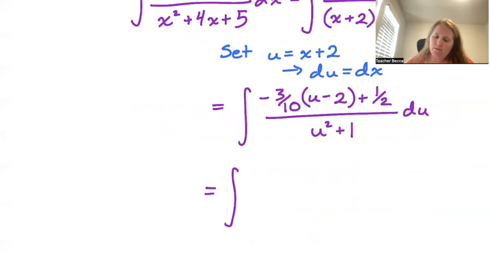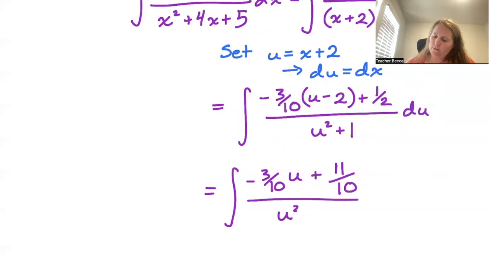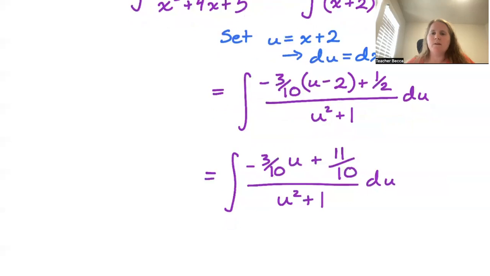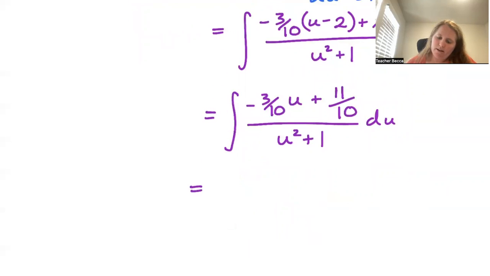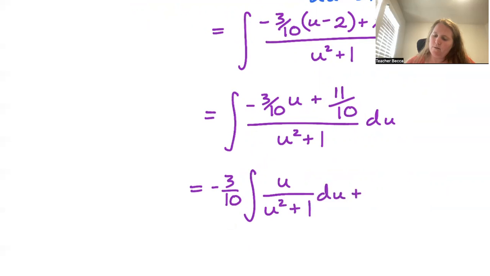This becomes the integral of -3/10 u. Then we would have a plus 3/5 plus 1/2, or plus 6/10 plus 5/10 becomes plus 11/10, all over u squared plus 1 du. We can split this as -3/10 times the integral of u over u squared plus 1 du plus 11/10 times the integral of 1 over u squared plus 1 du.